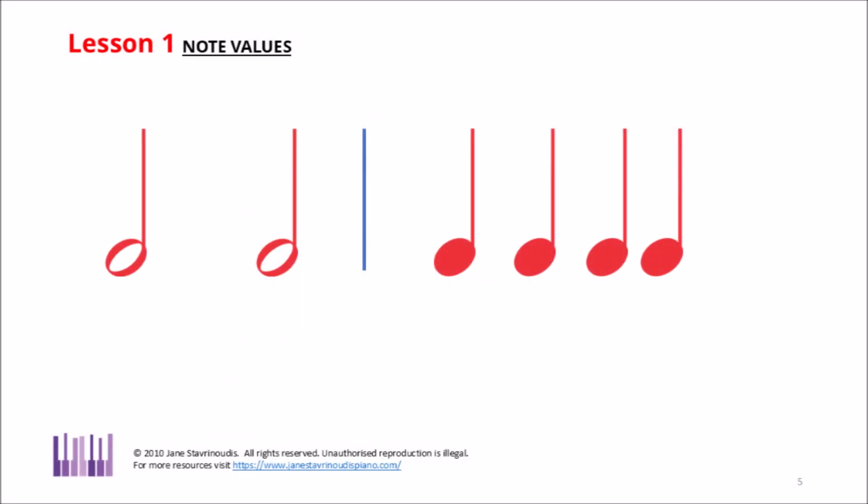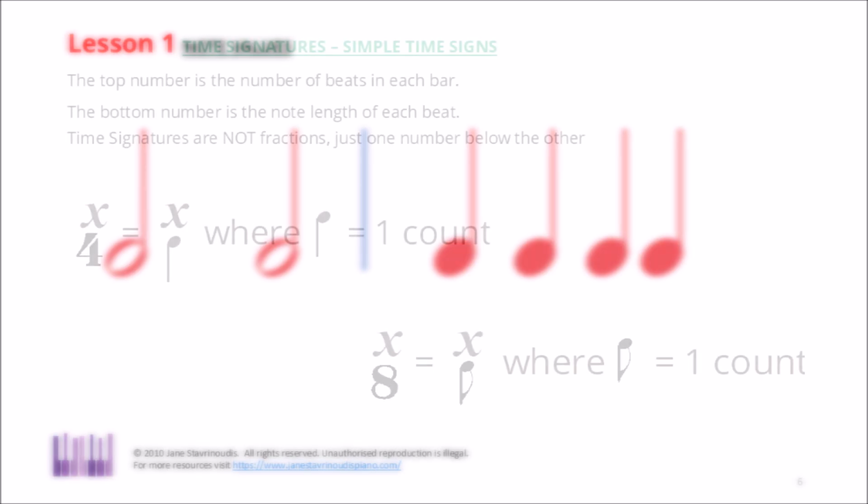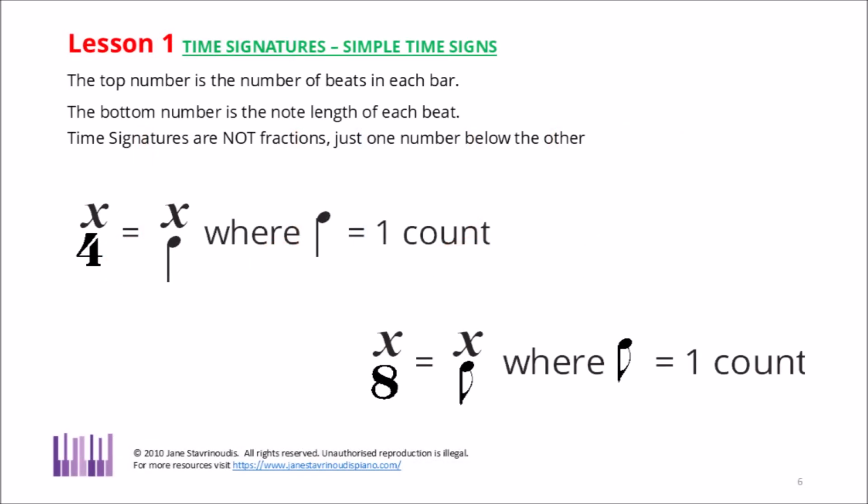By combining notes together, we form rhythm, and that is laid over a beat. A time signature tells you how many beats per bar as well as what type of beat. This is done by using 2 numbers. These 2 numbers are not fractions. They are just one number on top of the other. The top number tells you how many beats there are in each bar, and the bottom number tells you what type of beat, or how long each beat is going to be.